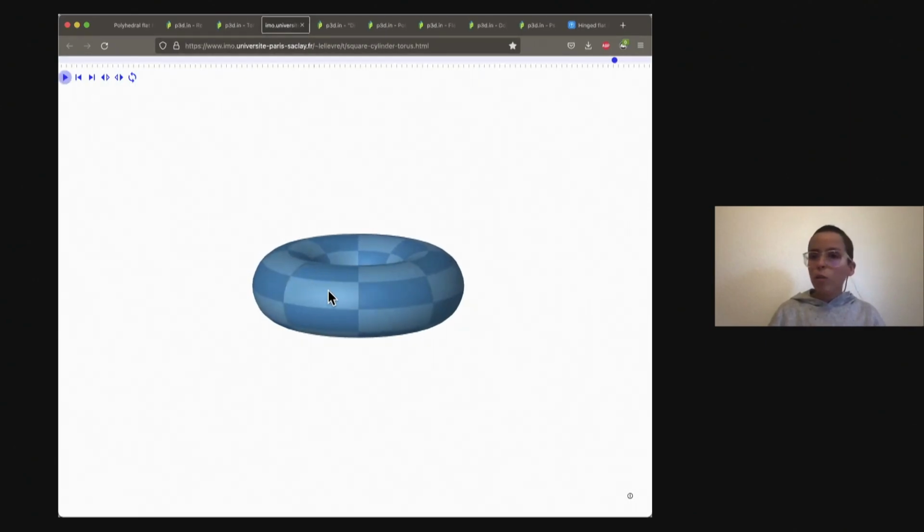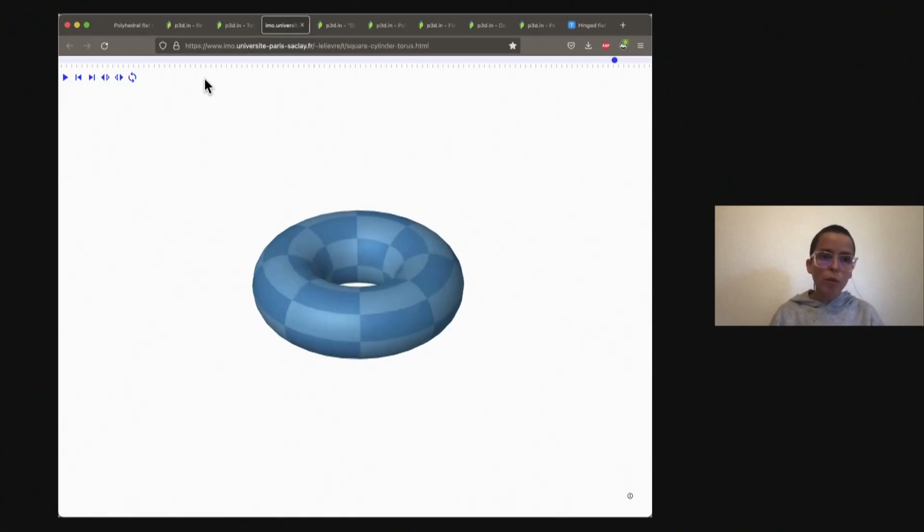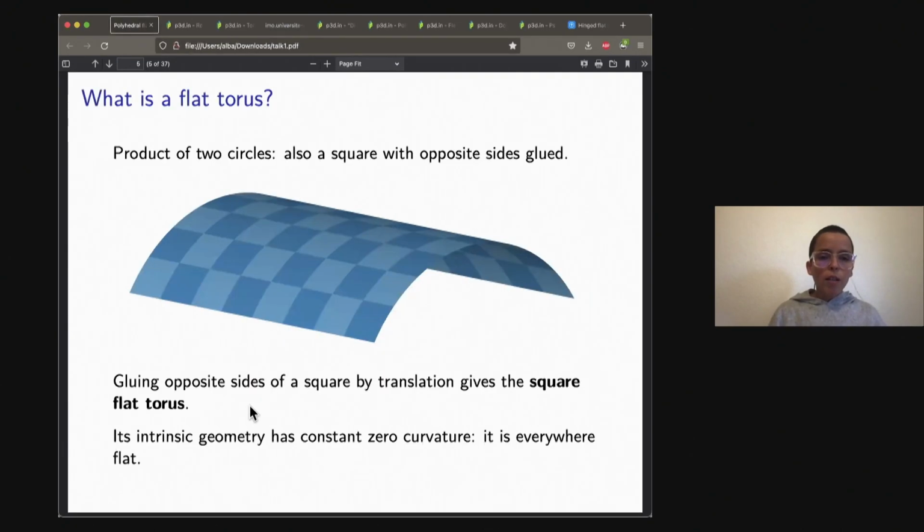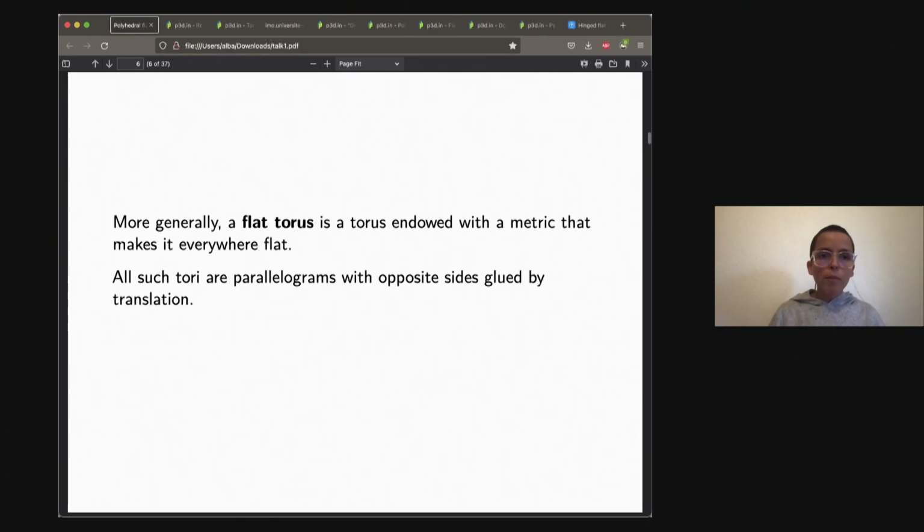When you make an actual square of paper, you cannot do the operation that I just showed on the screen, but you can imagine doing it by bending it. That's what we mean by continuous deformation. But on the other side, you can also do it abstractly and say, I'm identifying the opposite sides of my square and keeping the same geometry inside. So then with these geometric lenses, we will say that a square flat torus is the one obtained by identifying the opposite sides of a square.